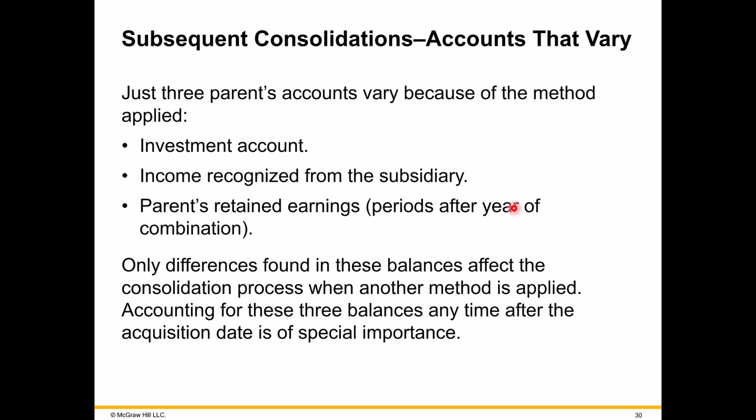With the three different methods, what's going to be different now on the books of the parent is how you account for the investment asset account. Also, the amount of income that the parent is going to accrue coming from the subsidiary. And really, this income is then going to make a difference in the retained earnings of the parent.